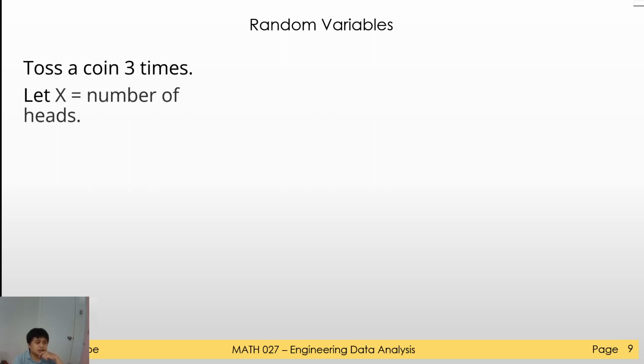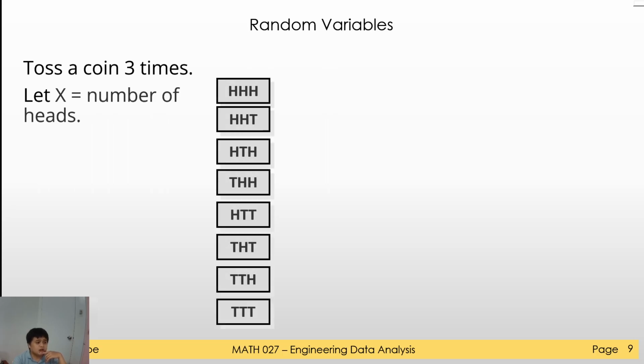Now, we can consider a more complicated scenario. Let's say we want to consider tossing three coins, and still x will be the number of heads, which is also our random variable. So there are 8 cases here. We have 3 heads, 2 heads and a tail, and so on. The probability of each of these happening will be 1 over 8. So the total sum will be 1, no?